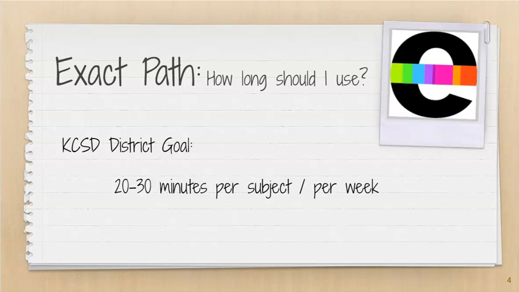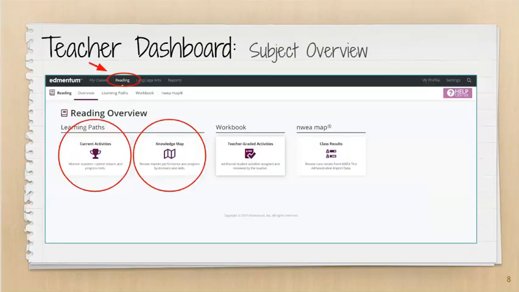From this home page, teachers can view important notifications about student progress, as well as access subject-specific learning paths and quick links to additional ExactPath resources. To look more closely at student learning paths, choose a subject on the My Classes banner. Each subject has 2 learning path forms: current activities, and knowledge map. Each provides important information about students' progress on their learning path and allows the teacher to easily access additional resources for support and intervention.